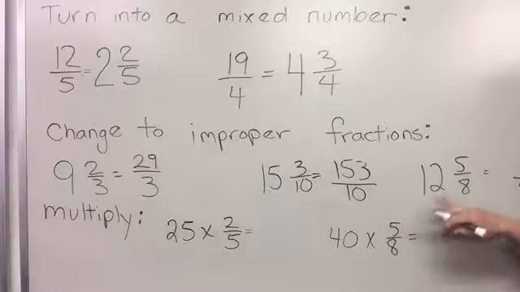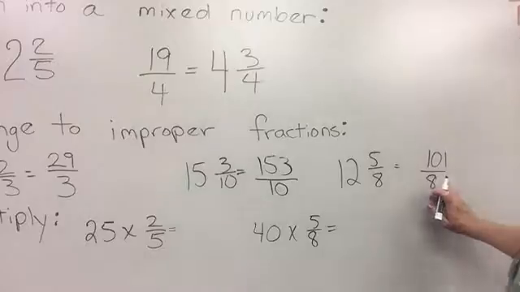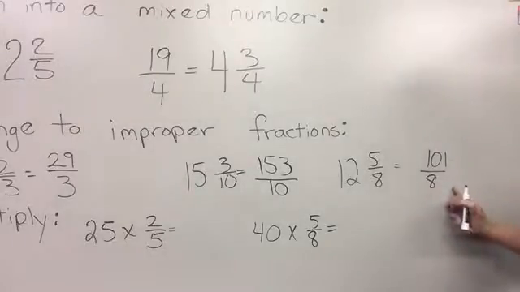And then 12 times 8 is 96 plus 5 is 101/8. I'm not sure you can see that one. Oh, there it is. 101/8.